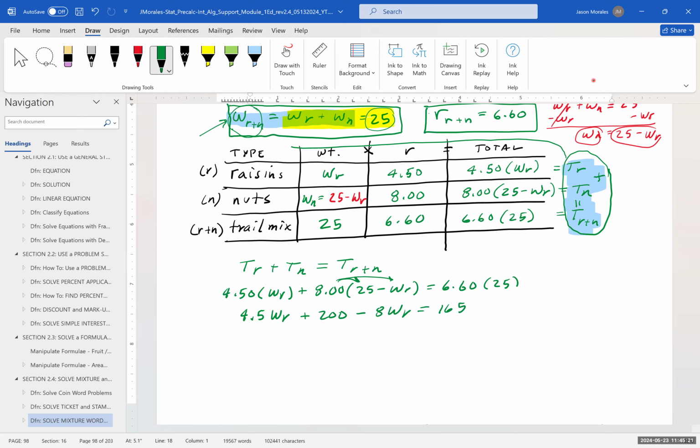And what you'll notice, maybe a little more clearly here, is that now we've got one equation with one unknown, and that unknown is the weight of raisins. And so with only one equation and having one unknown, we can solve for that unknown. So that's good. All right, let's subtract both sides by 200.